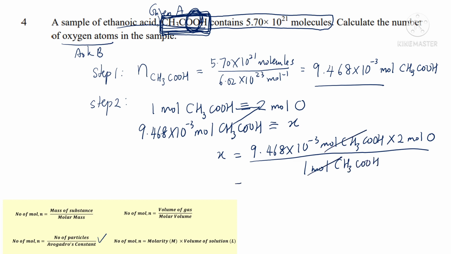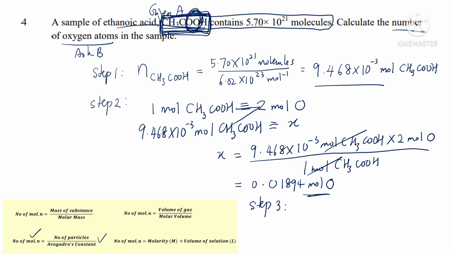And that should give us 0.01894 moles of oxygen. So in step number 2, based on the stoichiometric relationship, we can get the number of moles of B, our oxygen. And then in step number 3, we then can use the formula to find the number of oxygen atoms in the sample. So which formula to use?